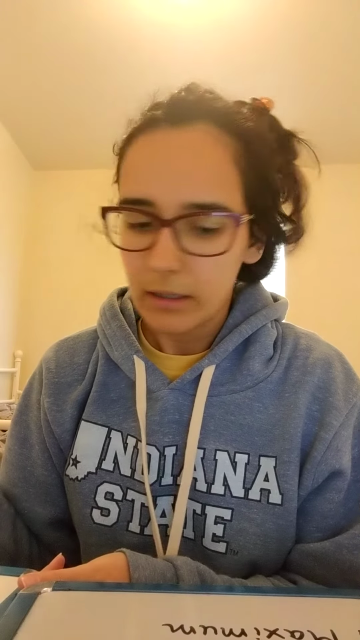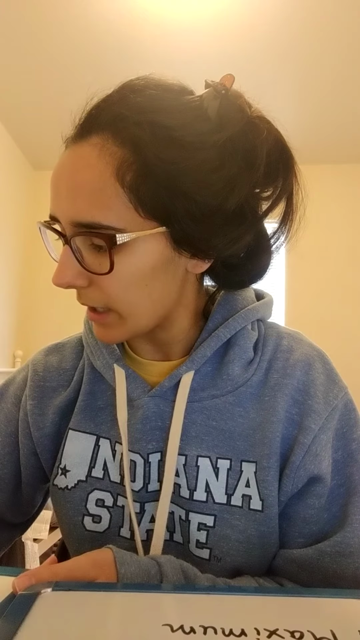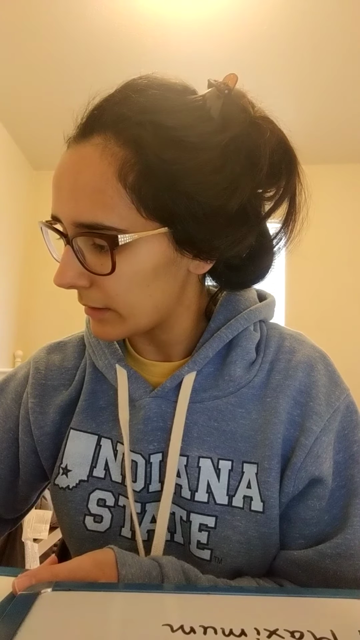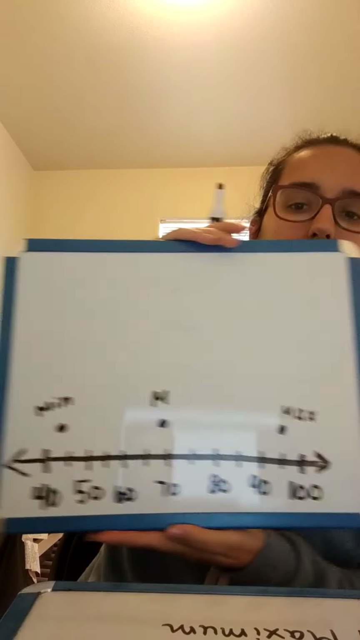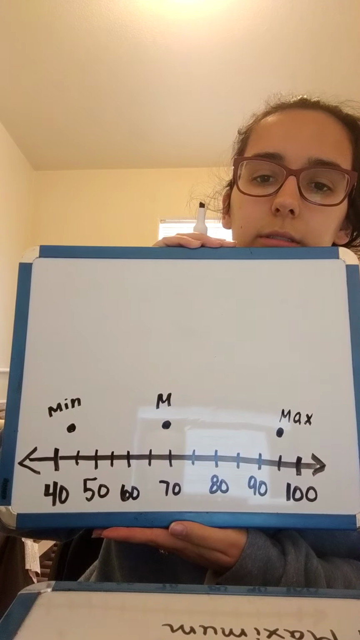Our minimum is 43, so we will go to 43 and put a dot. This is our minimum, and I always mark it with a min. And our maximum is 94. So we'll go over to 94 and put a dot above the 94 and label that maximum. Okay? So now this is what it looks like. You can pause it if you need to.